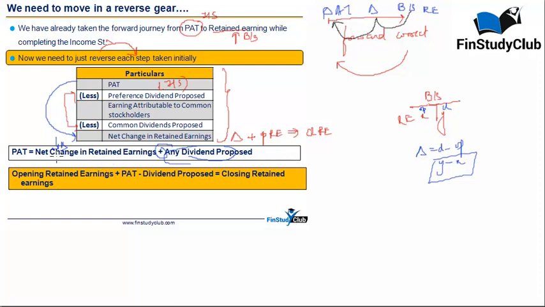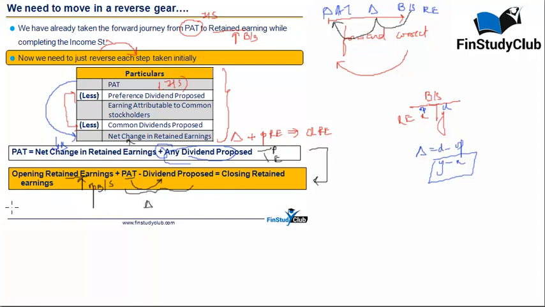So it says net change in the retained earnings, which was my last step, plus, rather than deducting, now obviously the sign will change, you will add any dividend proposed, whether to preference or to equity. I can also write a very similar equation in another manner, which says the opening retained earnings, whatever you had in the opening balance sheet, if you add the PAT earned minus the dividend proposed, which effectively is your delta, is equal to the closing retained earnings.